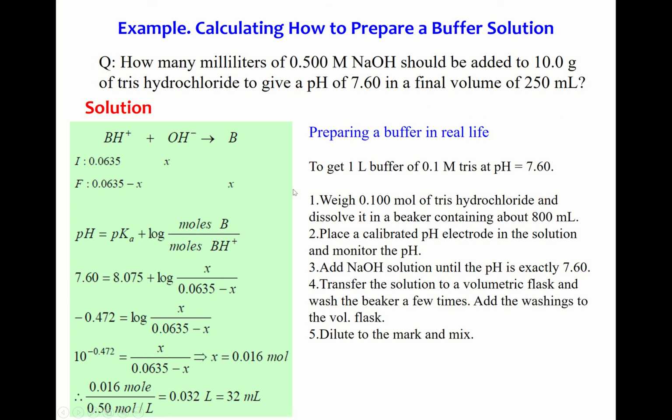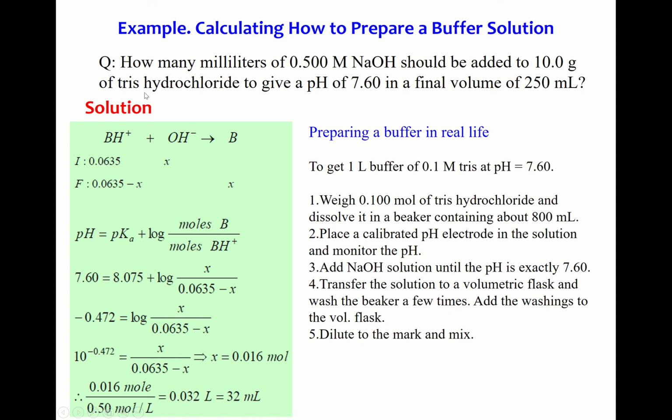Wonderful. Here, let's read this sentence: Preparing a buffer in real life. What does that mean? Here is an example: to get a 1 liter buffer of 0.1 molar Tris at pH 7.60. From this example, you may realize that to prepare a buffer solution which acts at a certain pH value, you need only one component.